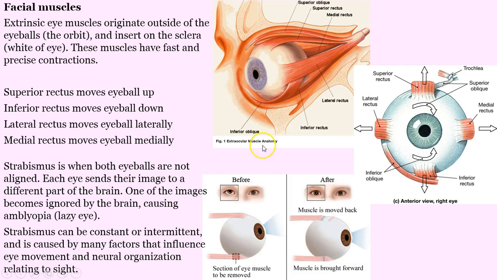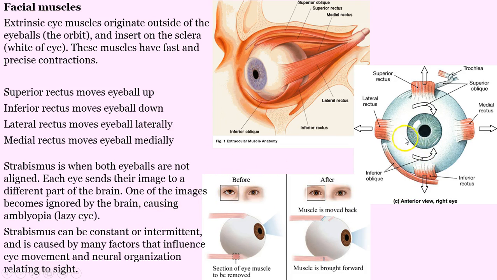So this is when both eyeballs are not aligned. And there's lots of reasons for this. And what happens is different parts of the brain get different images, and so the brain gets selective, and it says, well, I'm going to choose this image and I'm going to ignore the other one. And so the one eye starts looking lazy. Take a look here in this diagram. You see kind of a lazy eye. It can be constant or intermittent, meaning that it may come and go. And I mentioned there's lots of factors that cause it.